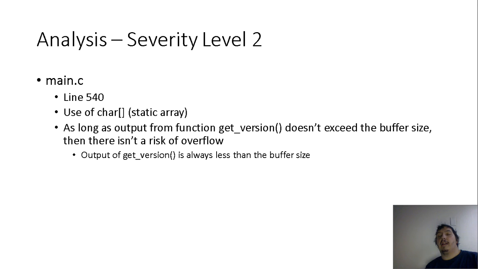The other big complaint was the use of static arrays, in particular static character arrays. In this case, as long as the output from the function get version does not exceed the buffer size, and that's the only function that calls this buffer, then the risk of overflow is not present. And for the record, the output of get version is always less than the buffer size. Good margin too.